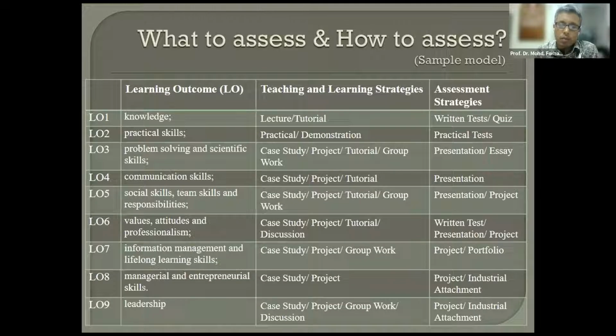Information management and lifelong learning skills, we can take project and portfolio. And managerial and entrepreneur skills, we can give a project and industrial attachment and internship. And for leadership, we can give a project, industrial attachment, and other extracurricular activities. So for designing an outcome-based curriculum, we should incorporate these things for assessment of the students' outcomes.